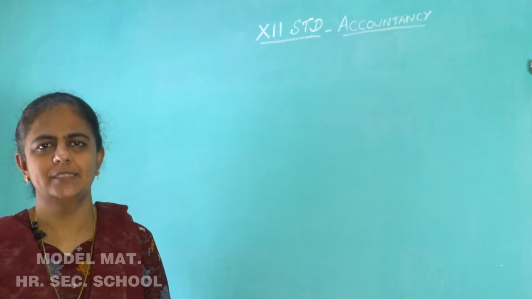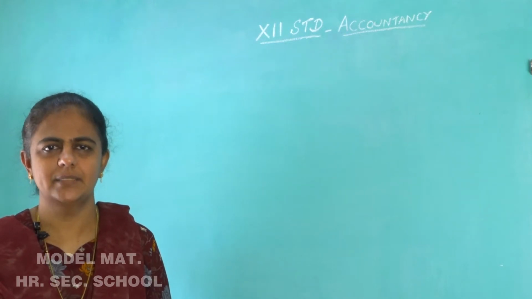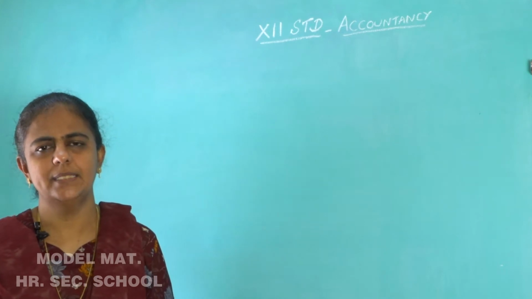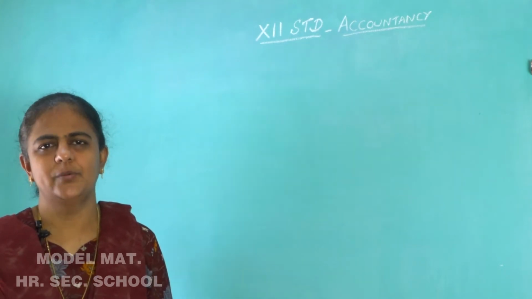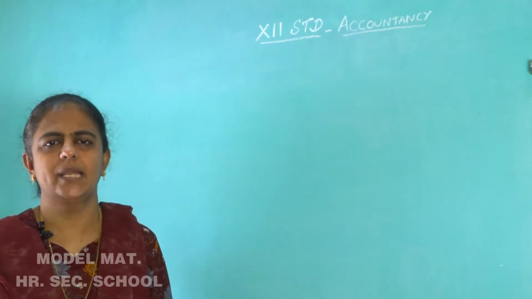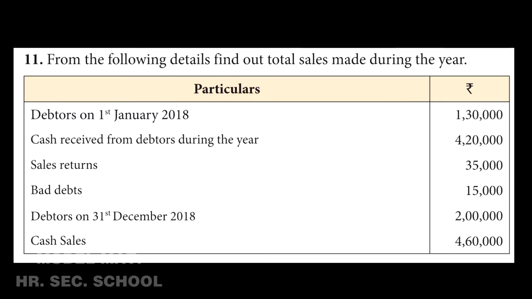Hope you all have learned the format of total debtors, total creditors, bills receivable and bills payable. If you have understood the format, it will be easy for you to calculate the missing figures. Today, I will be teaching you two sums to calculate the missing figures. If you don't have the textbook, you can look onto the screen for the question.